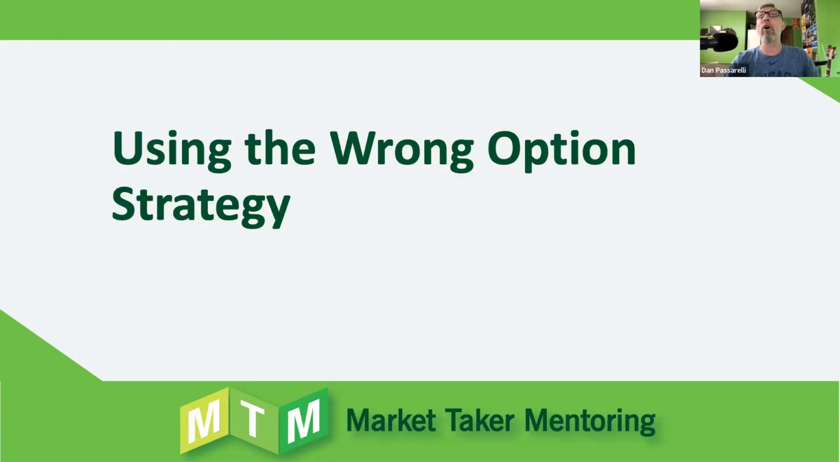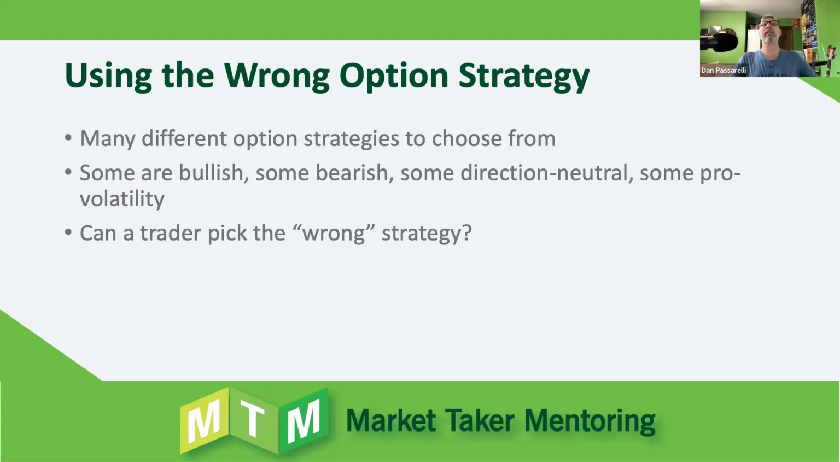How about this? Using the wrong option strategy. Oh my gosh, this is a big one. Look, if you're new to options or experienced, you've heard people talk about long calls, long in the money, long at the money, long out of the money, long term, short term. There's debit call spreads that are in the money, at the money, or out of the money. There's credit call spreads, credit put spreads, debit put spreads, iron condors, ratio vertical spreads, back spreads, straddles, strangles, butterflies, broken wing butterflies. Which strategy should I use?